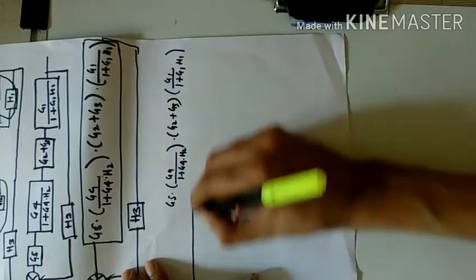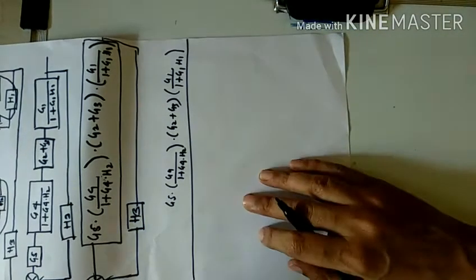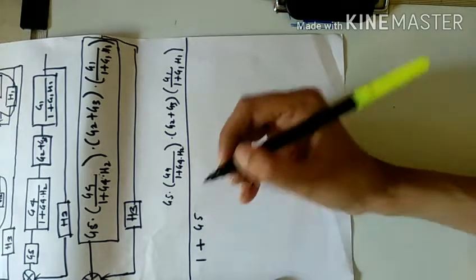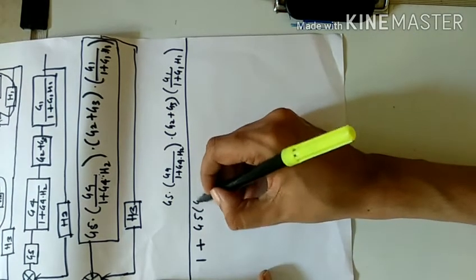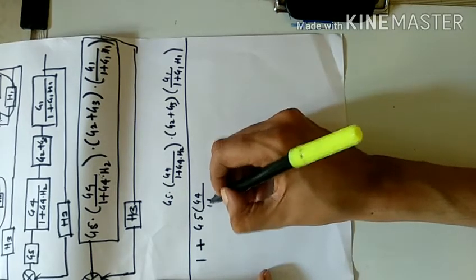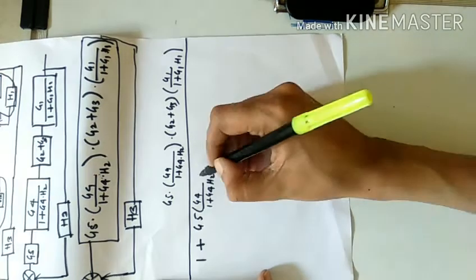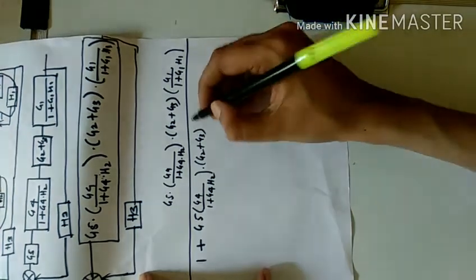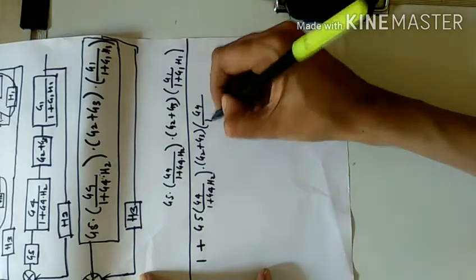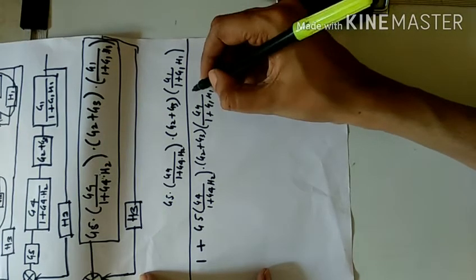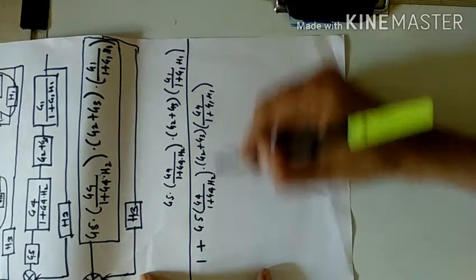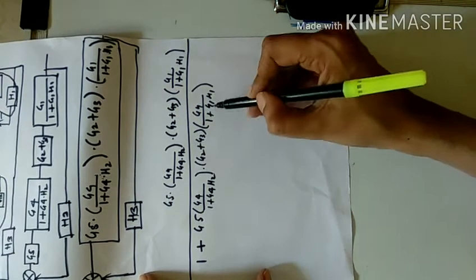Okay, whole divided by 1 plus G, again same: G5 G4 upon 1 plus G4 H2 bracket close, then G2 plus G3 bracket close, G1 upon 1 plus G1 H1 bracket close. Okay, G5 G4 G2 plus G3 G1. This is 1 plus G4 H2. This is 1 plus G1 H1.